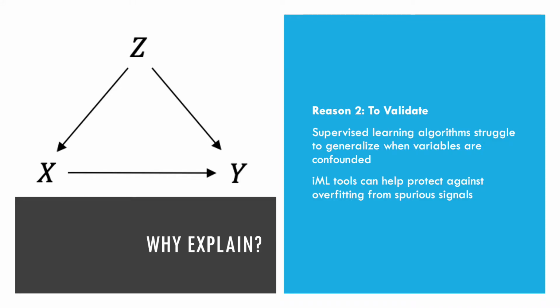Another motivation, pivoting toward the more epistemological now, concerns validation. The concern here is that supervised learning algorithms, the off-the-shelf tools that are just empirical risk minimizers, like a neural network or even a linear model, random forest, whatever it may be, are bad at handling confounding.